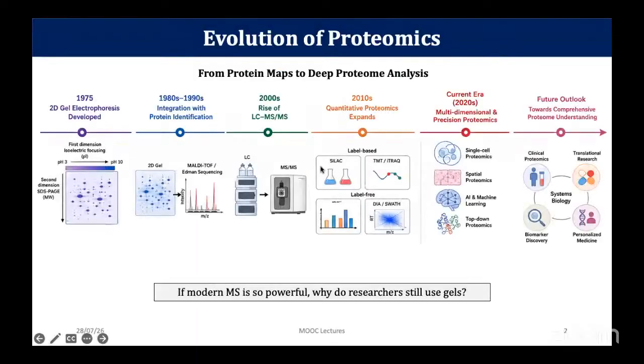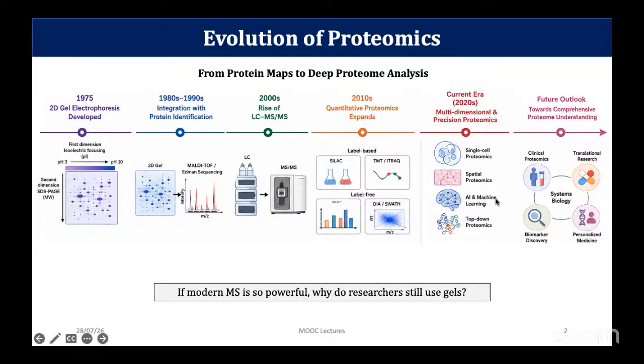This is one of the pieces of information which has been shared by Professor Sanjeeva. From 1975, 2D gel electrophoresis came into existence, to the mid 2000s, where the label-based methods SILAC, TMT, iTRAQ and the label-free methods were developed, to the current era where we are moving into single-cell proteomics, and to the more advanced version of proteomics where clinical proteomics, translational research, and biomarker research are being conducted.